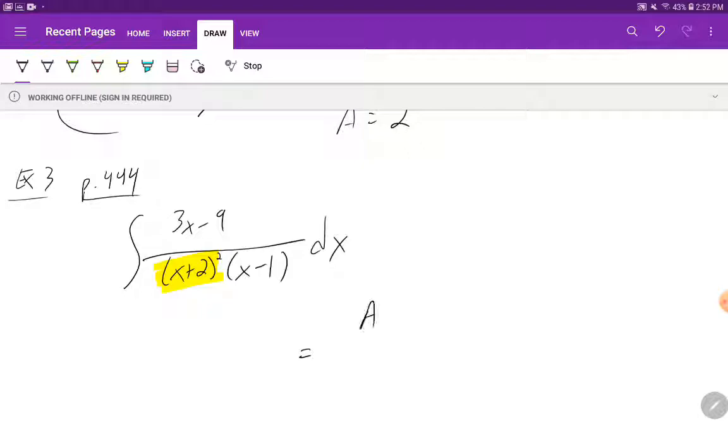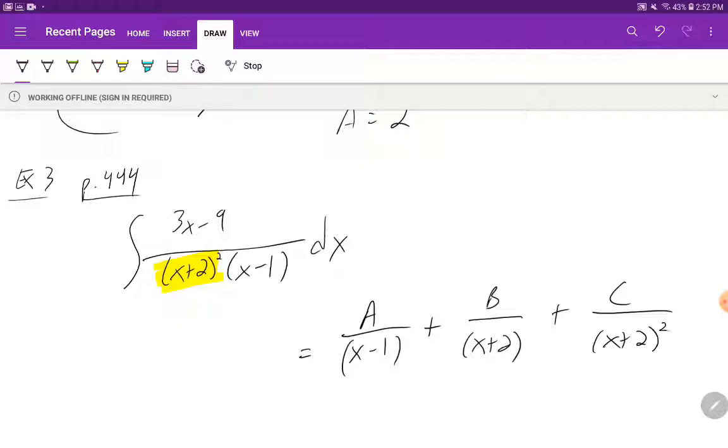The first factor is the easy one to spot, x minus 1. The second factor is going to be x plus 2. But then the third factor is actually going to be (x plus 2) quantity squared.